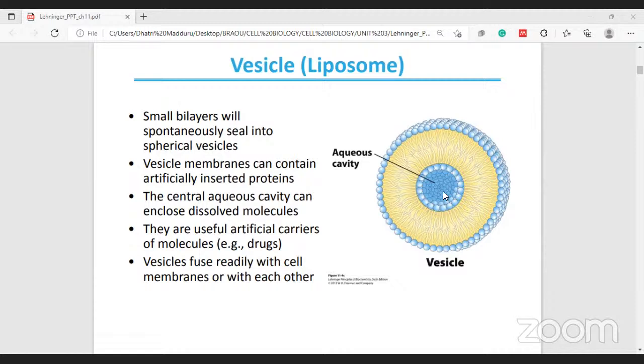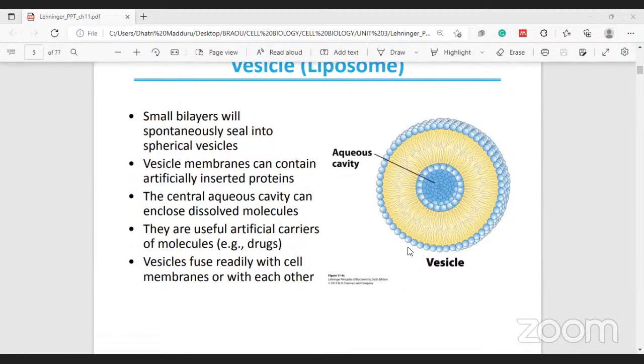So you can see any dissolved molecules here. And they are artificial carriers of molecules, like drugs. I told you, there is a lot of research going on on liposomes as drug carriers, especially anti-cancer drugs. And the vesicles fuse readily with cell membranes or with each other. So they can fuse with other membranes or within themselves also.